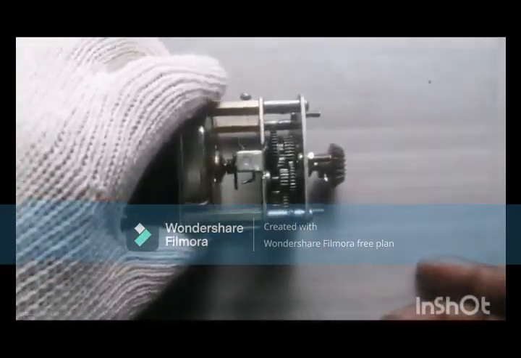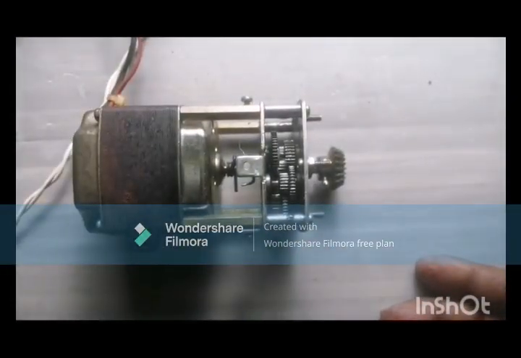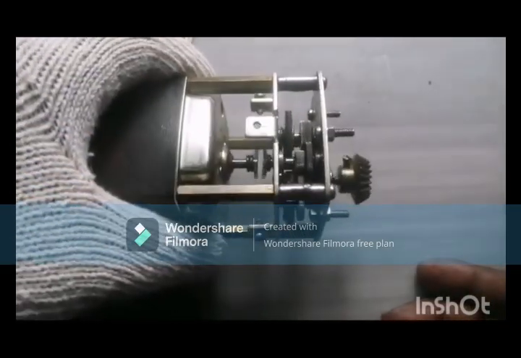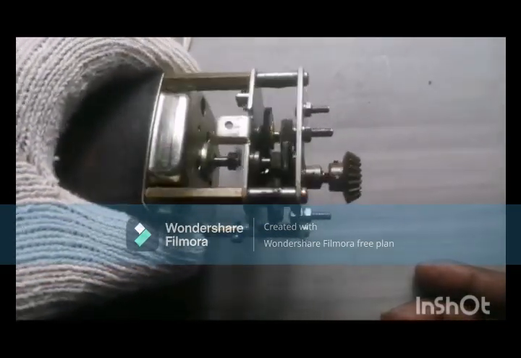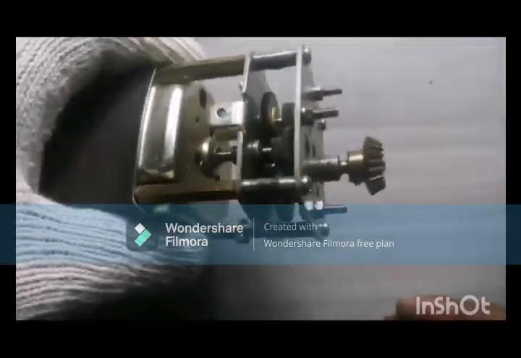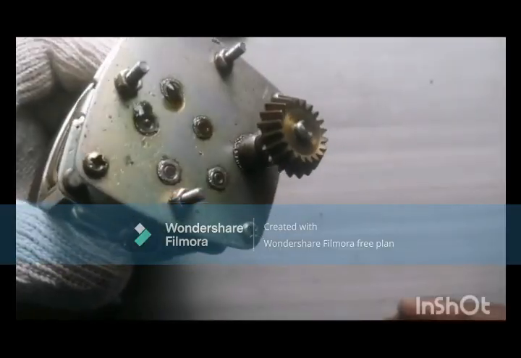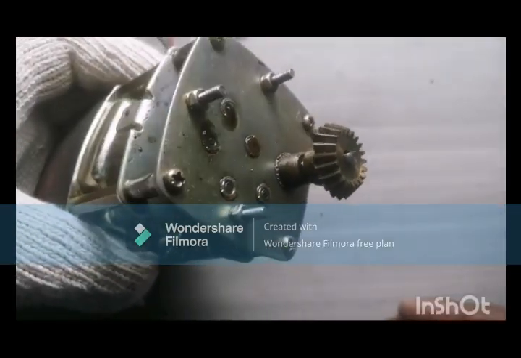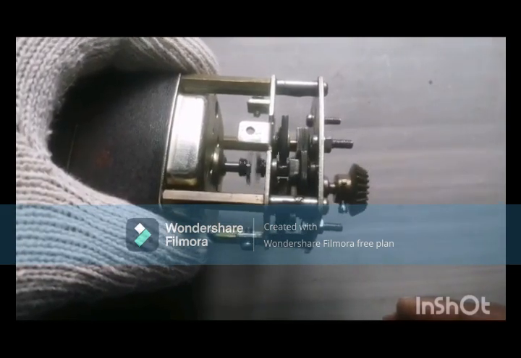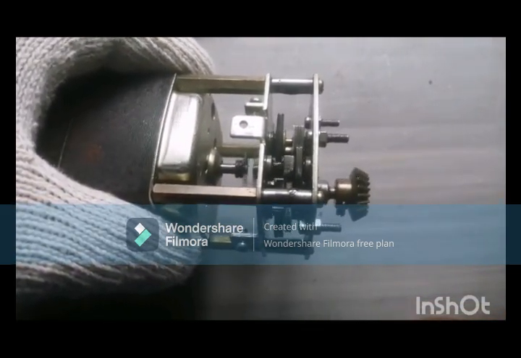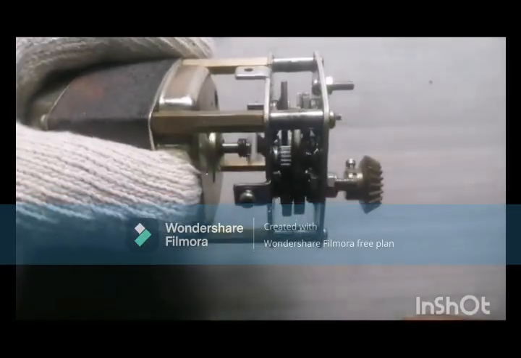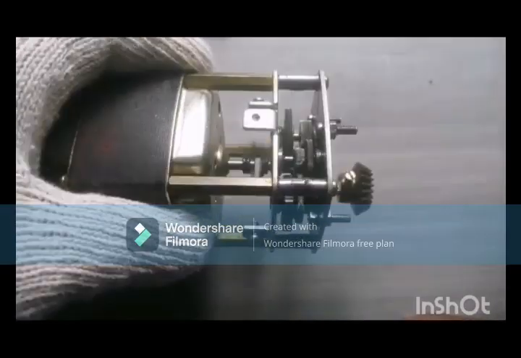Once again you see, this is an induction motor. I have a bigger gear motor in my workshop. Still, they are there, but those were very big, so I did not bring them to this place.